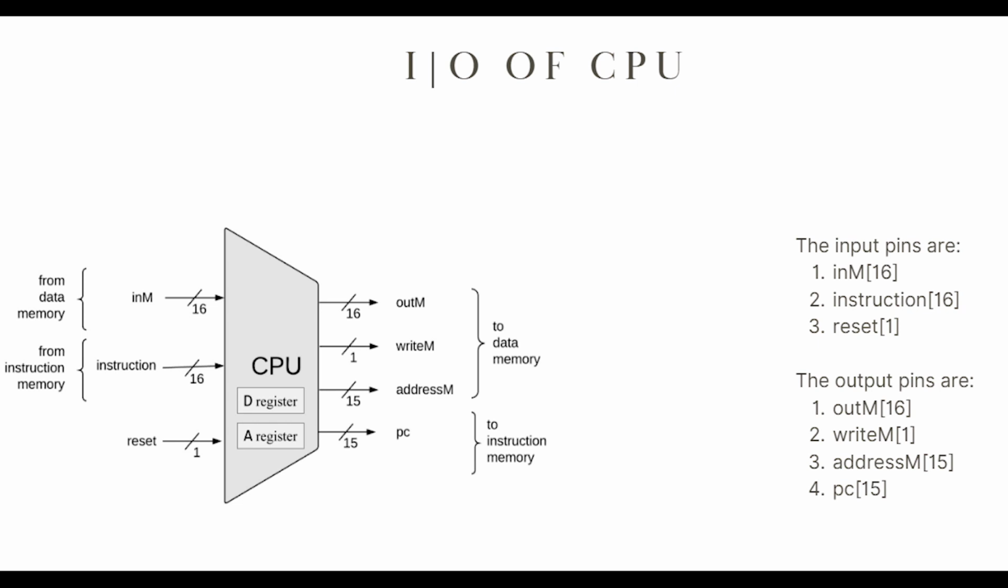The output pins include outM, writeM, addressM, and PC. The outM is a 16-bit output and is the output of the CPU and acts as input of memory, which will then save, read, or write the instructions inside it. The writeM output of the CPU works as load for RAM. The addressM output is for telling where to write the memory inside of the RAM. The PC 15-bit output goes in as input for ROM 32K for telling which instruction to carry on and where to shift the control.